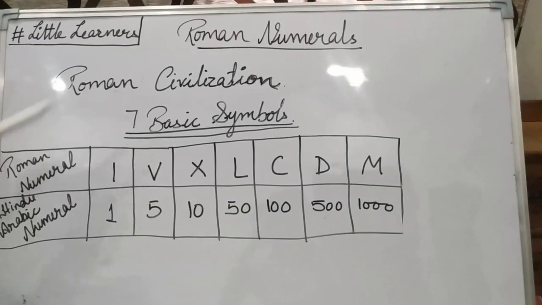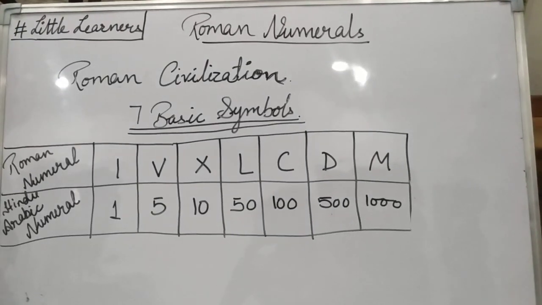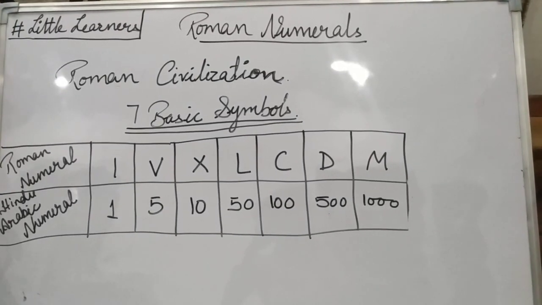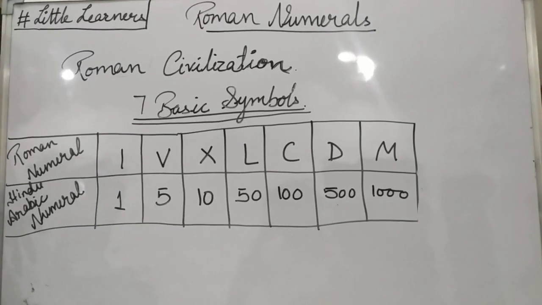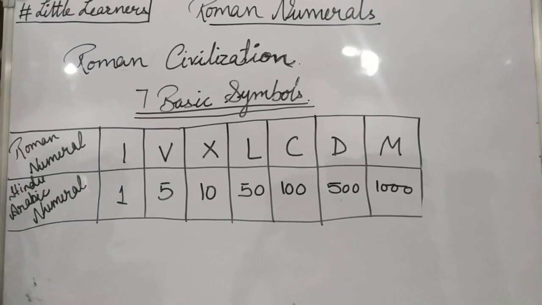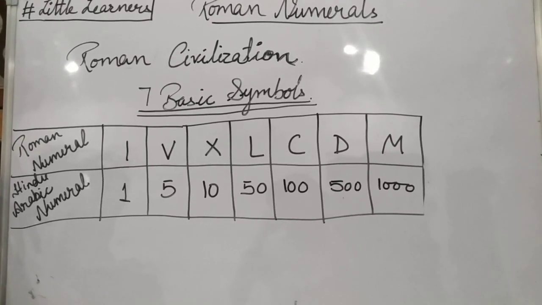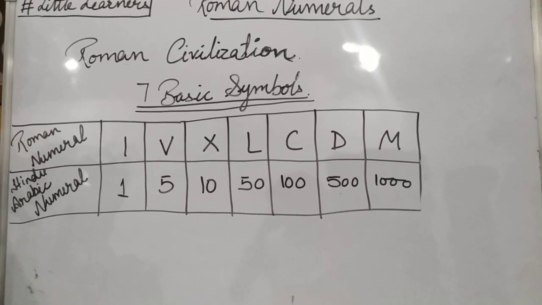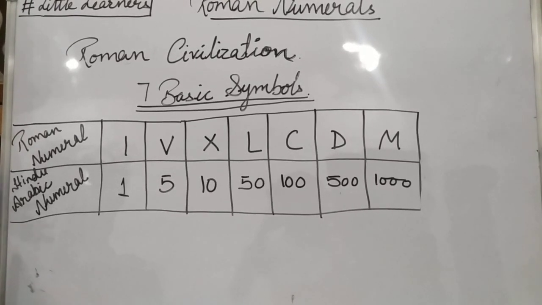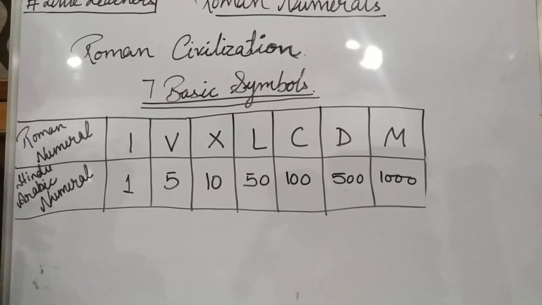Children, first of all, what are Roman numerals? Where do they come from? Roman numerals have come from Roman civilization long before. Nowadays we are not using it much, but this is a topic which is given in our books and we have to learn it. So I just want to tell you that there are only 7 basic symbols in Roman numerals which we need to learn.